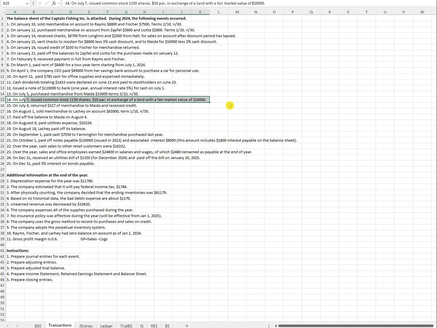Okay, number 14, we issued stocks. Issue stocks in exchange for land with a fair value of $16,000. So this is an interesting transaction. So let's talk about number 14. We're going to increase an asset, land, right? And on the other side, we're going to increase our equity because we issued stocks. So the value of the transaction is determined by the fair value of the land, $16,000.